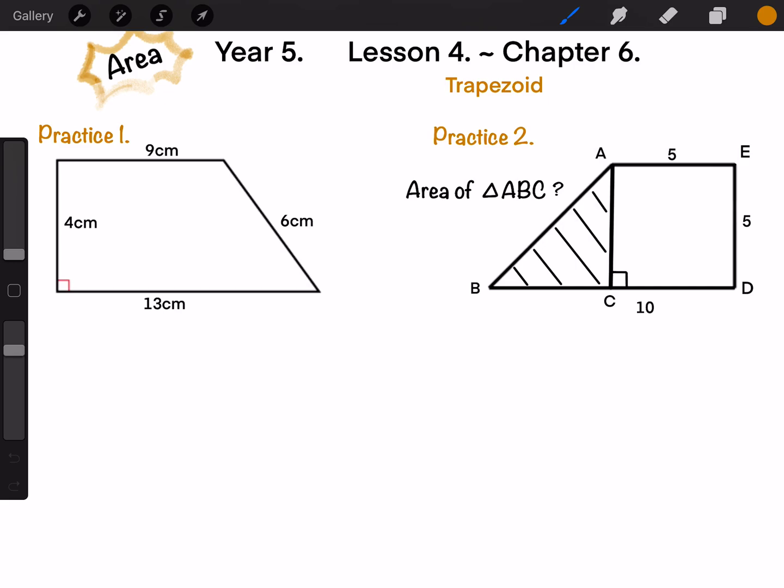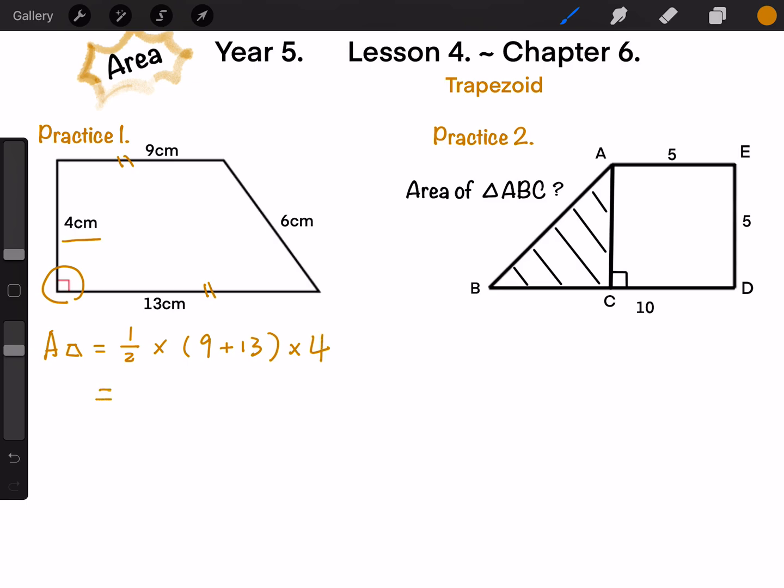Practice 1. Please calculate the area of this trapezoid. Top side, 9 centimeters. Bottom side, 13 centimeters. Height, 4 centimeters. So area of this trapezoid equals 1/2 times the sum of top side and bottom side, and then times the height.